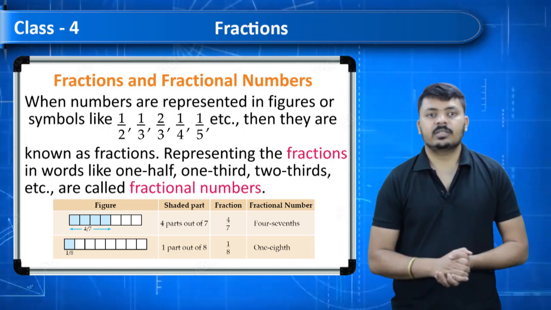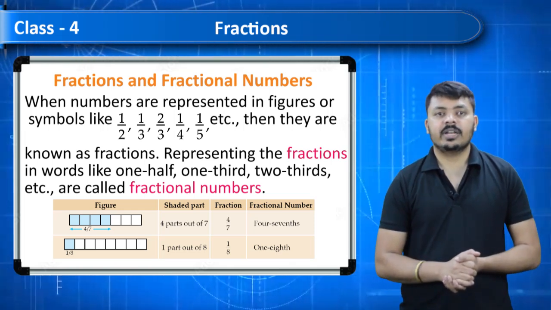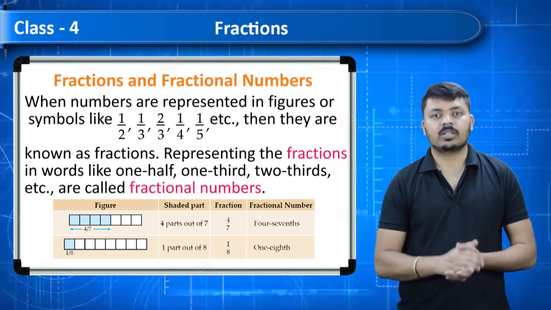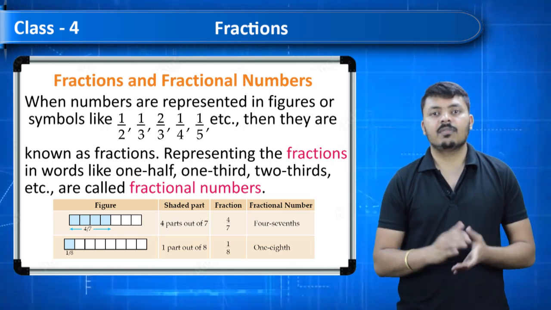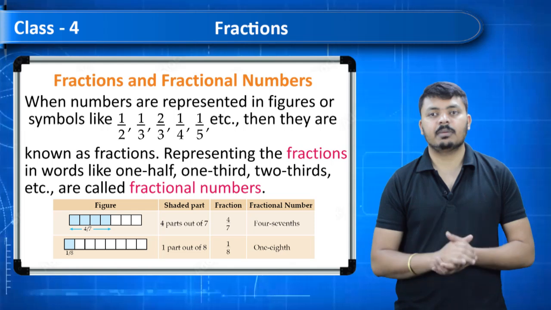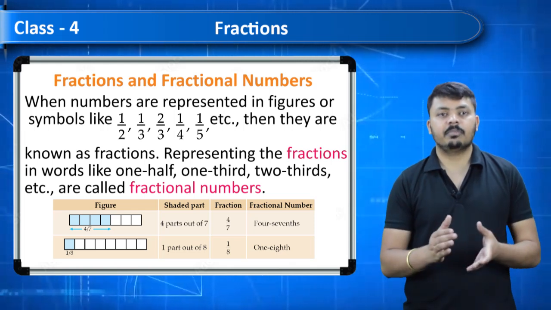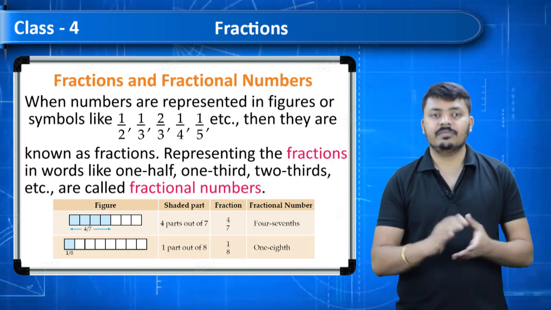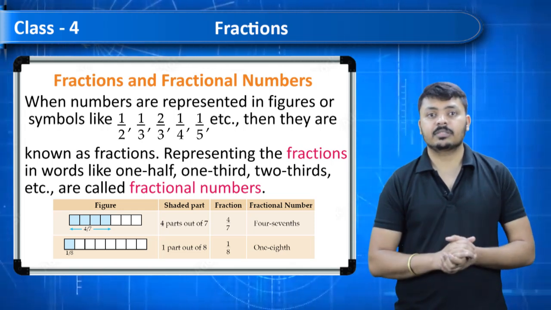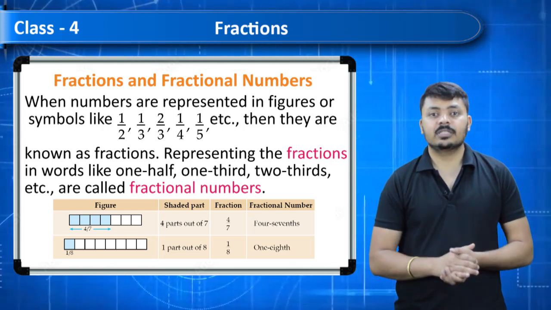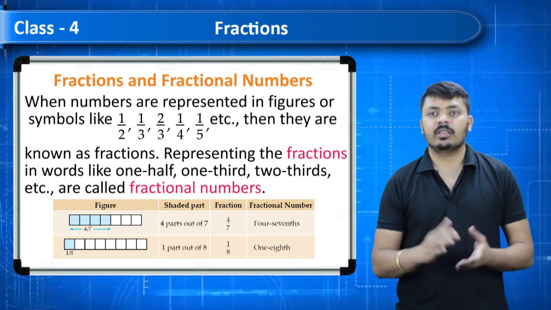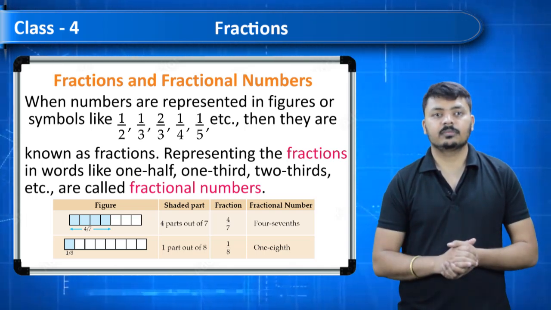As you can see here in the first figure, we have divided the figure into 7 equal parts. Shaded parts are 4 parts out of 7. So the fraction is 4 by 7 and the fractional number is 4/7. Similarly, the second figure has been divided into 8 parts and the shaded part is 1 part out of 8. So the fraction is 1 by 8 and the fractional number is 1/8.